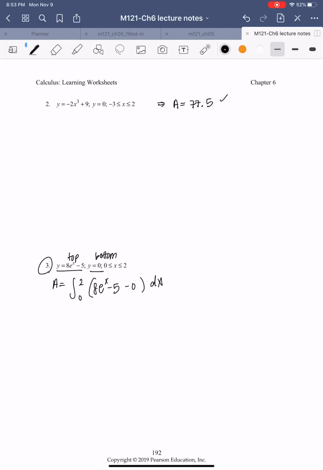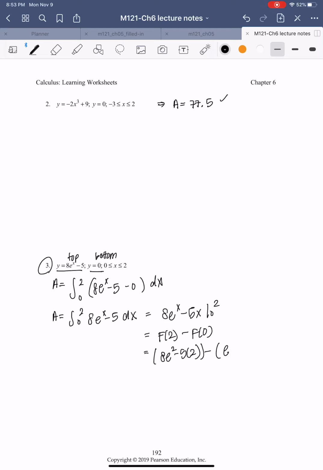This one is also very easy to evaluate. So I have the integral from 0 to 2 of 8e to the x minus 5 dx. Evaluate term by term. So 8e to the x minus 5x from 0 to 2. By the fundamental theorem of calculus, we can substitute and subtract the two values. So my F of 2 ends up being 8e squared minus 5 times 2 minus 8e to the 0 power minus 5 times 0. They want you to round it to the 3rd decimal place.